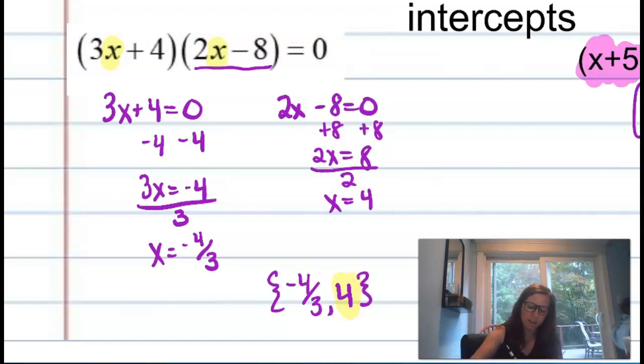If I plug in, take this one off too. Try to get them at the end. There we go. If I plug in negative 4/3 here and here, it's also going to get 0 as our answer. So that's what these are. These are the two values that, when I plug them in for the x, it turns to a 0.